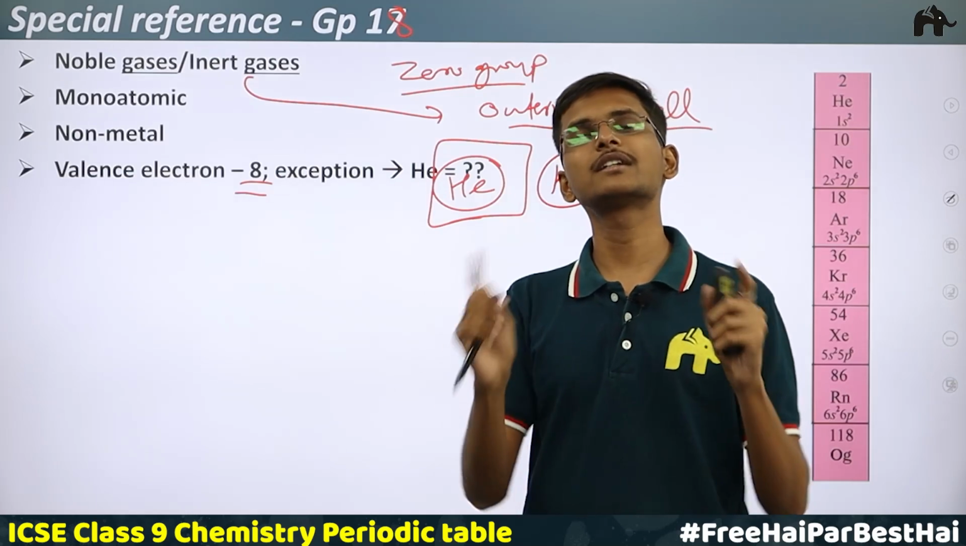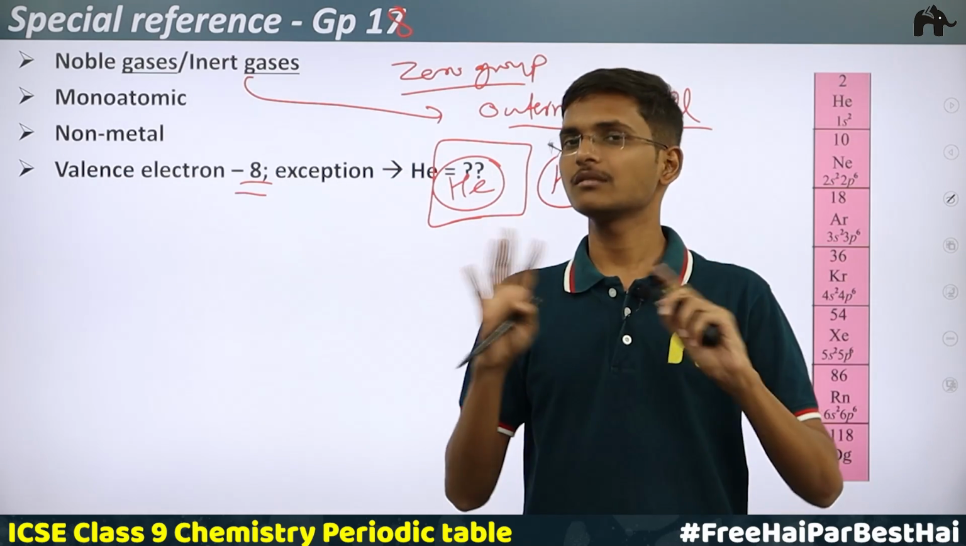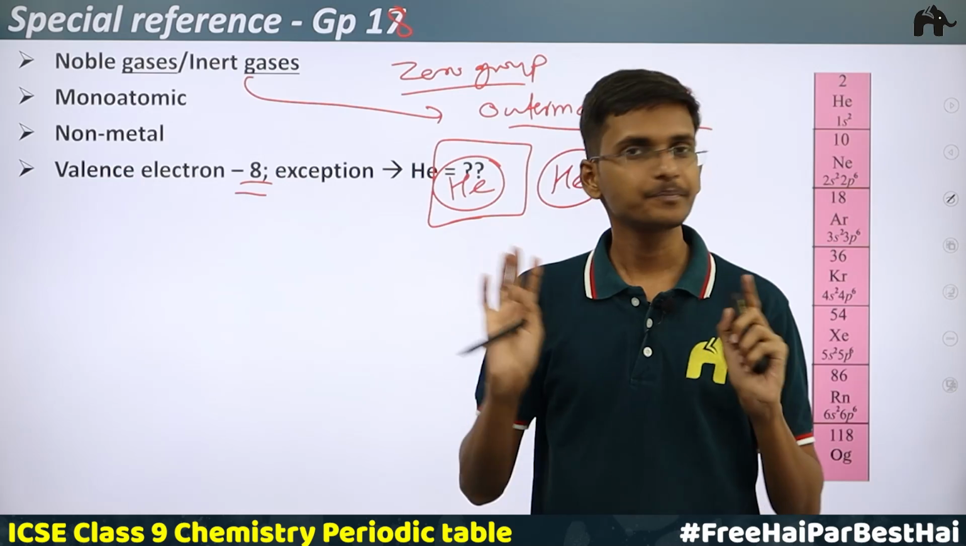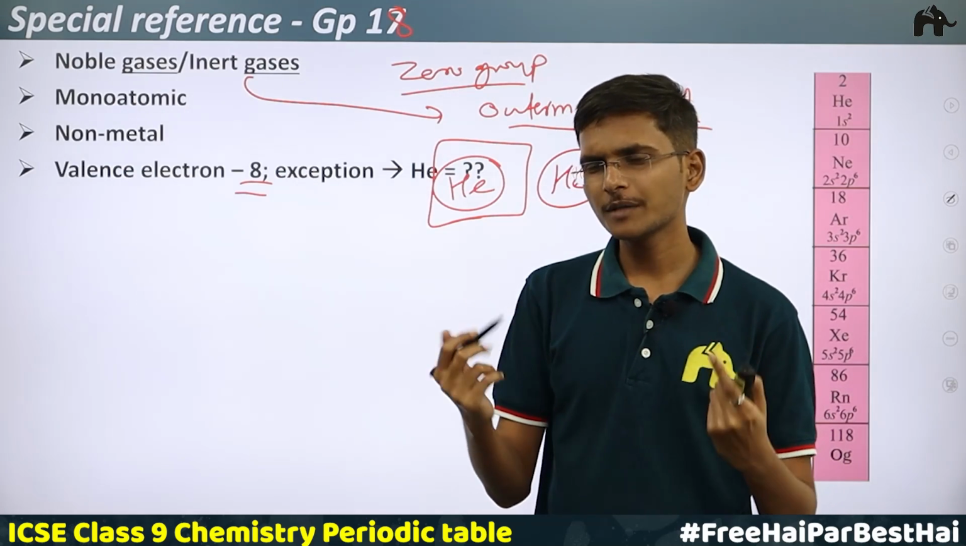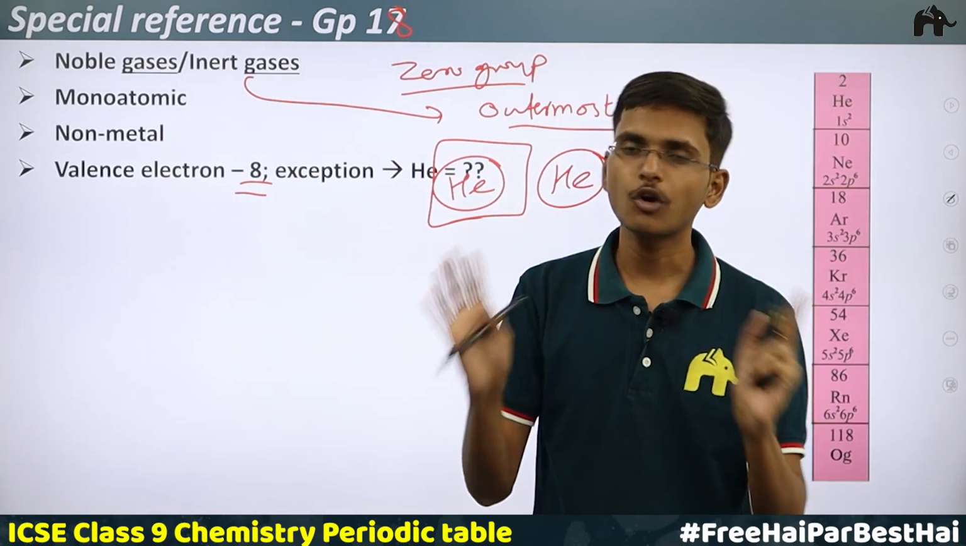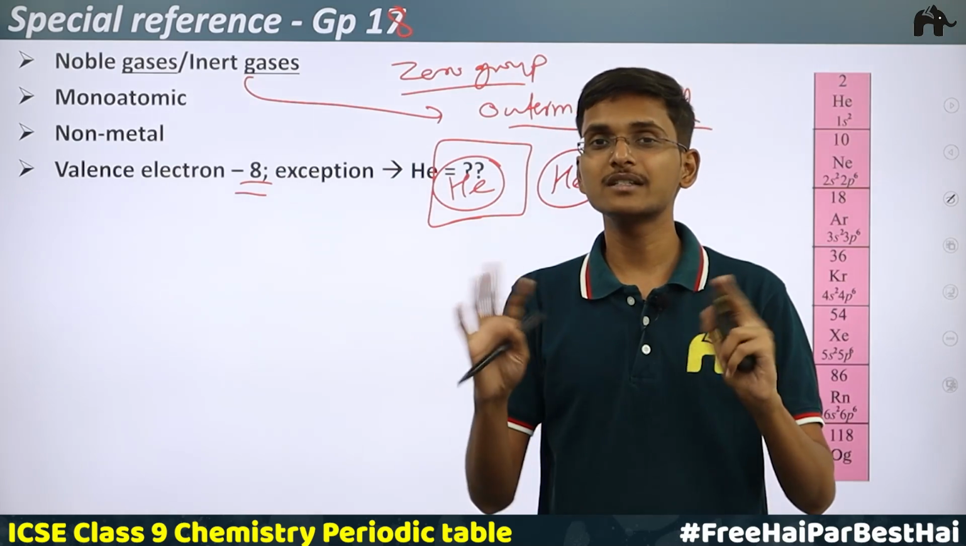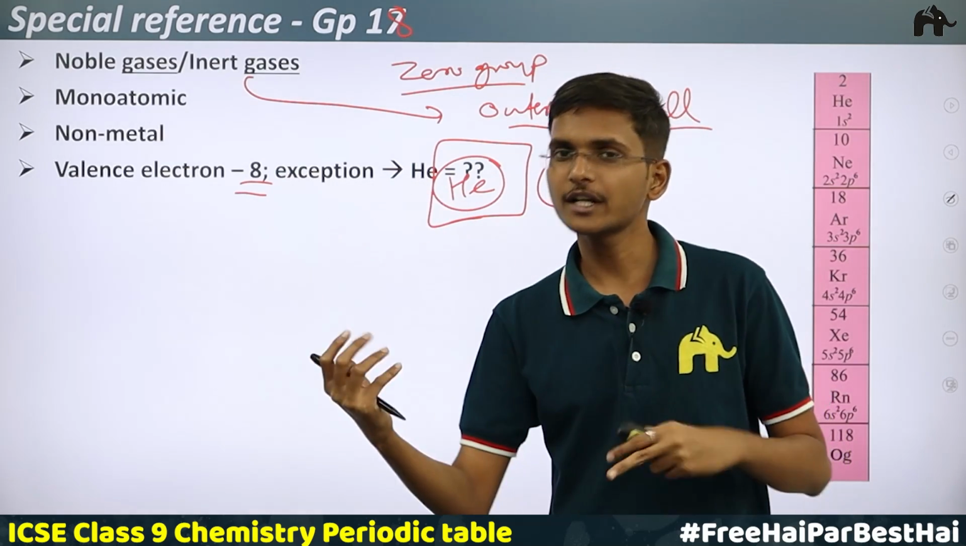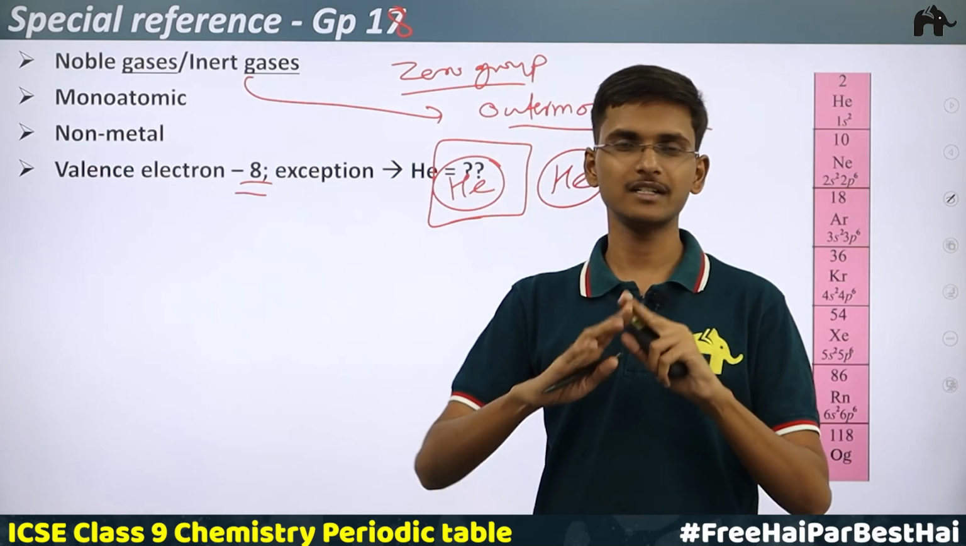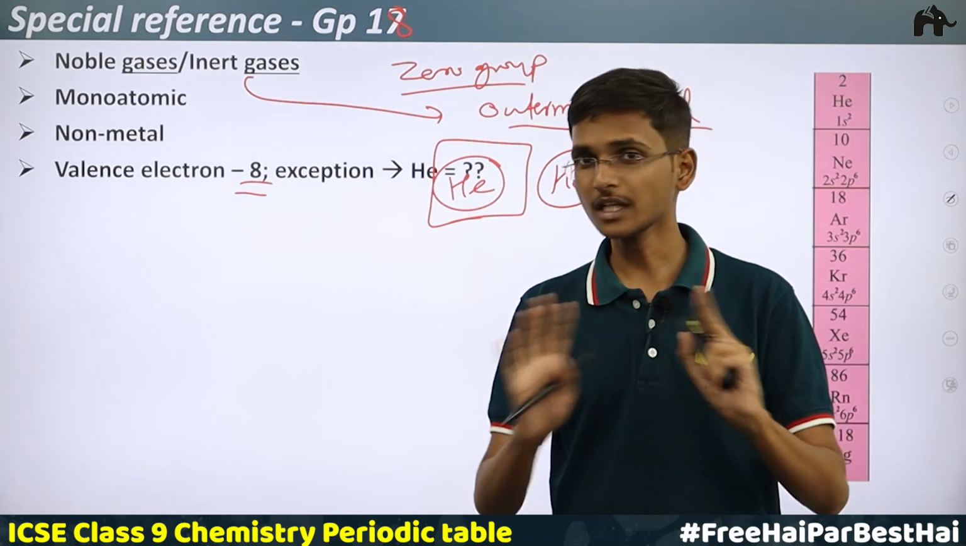Helium doesn't complete its octet, it completes its duplet. But by completing its duplet, helium is very happy. So what do I mean by happy? It means that it doesn't want an electron, or it doesn't indulge in losing or gaining electrons. So it means that it doesn't react with other elements.